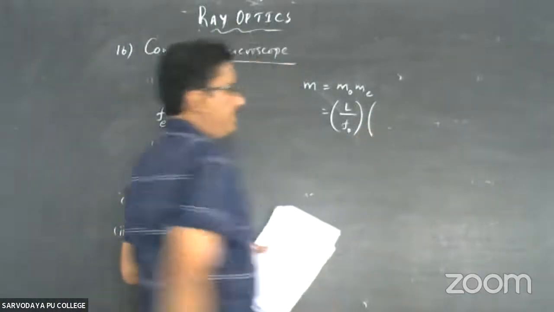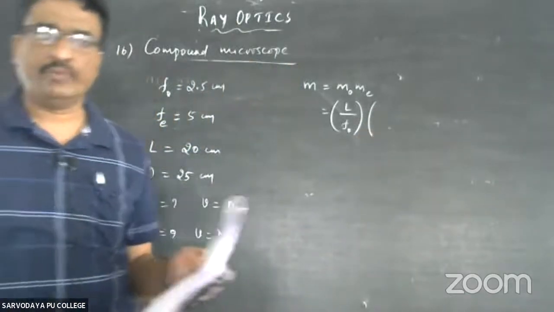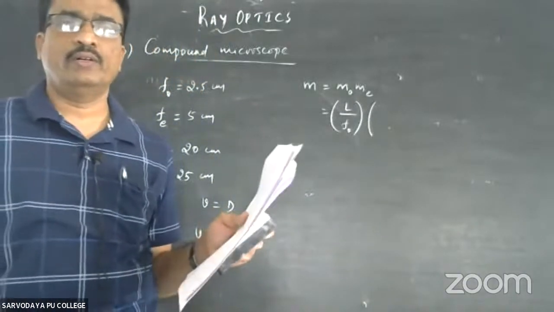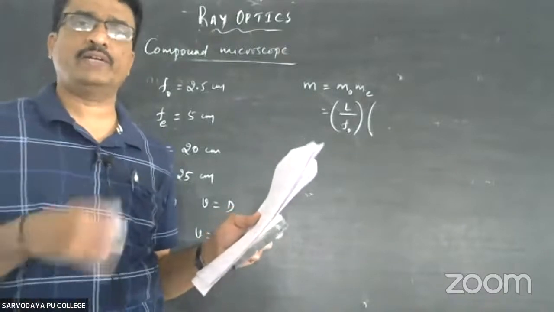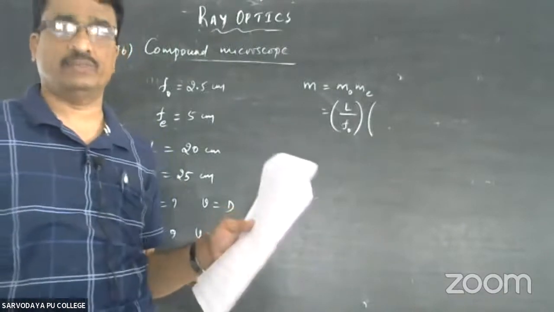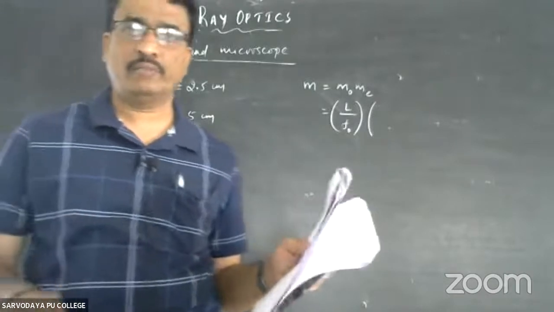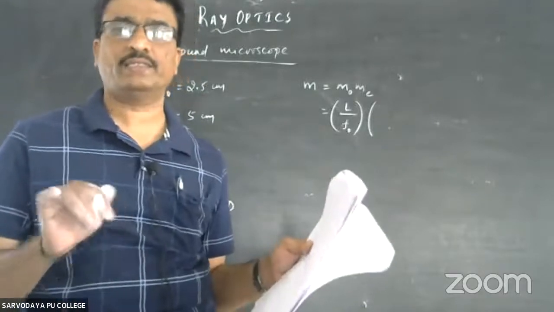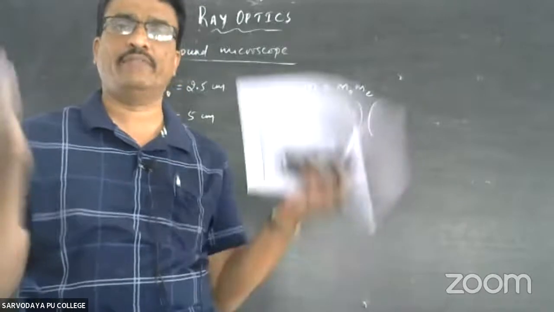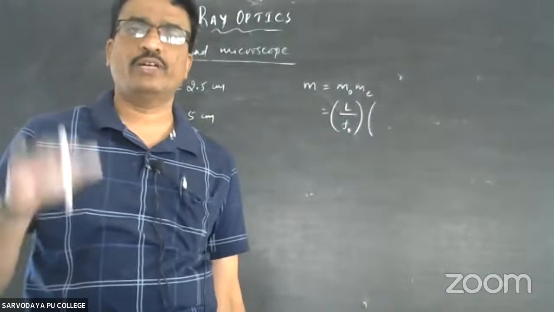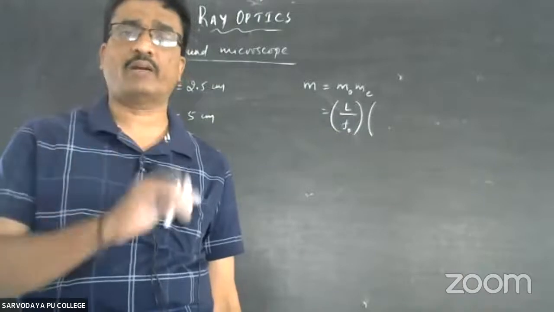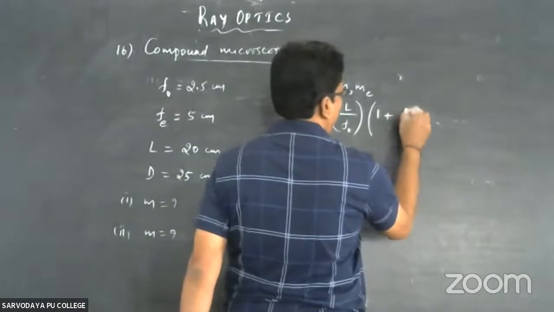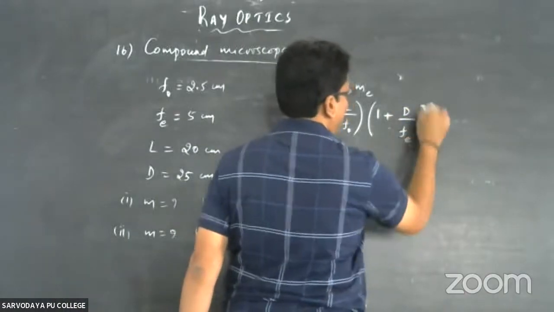Already it has been discussed in theory that the eyepiece behaves like a simple microscope, but the object in this case is the image produced by the first lens, that is the objective lens. The eyepiece simply works as a simple microscope. That means it magnifies the image and produces a virtual magnified image of the real image formed by the objective lens. That's why the formula for magnifying power is (1 + D/fe).